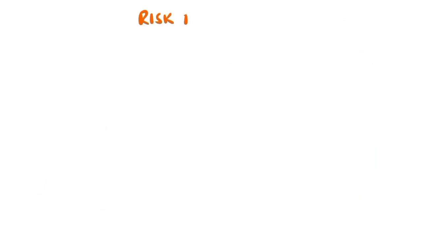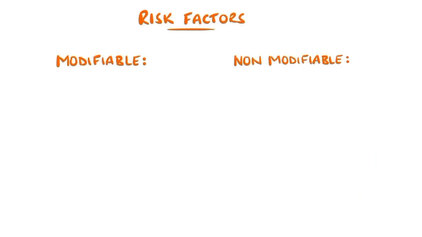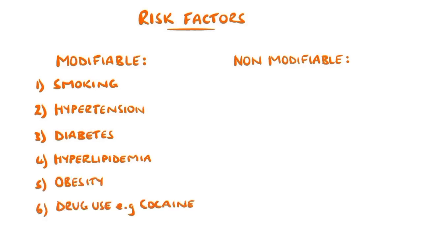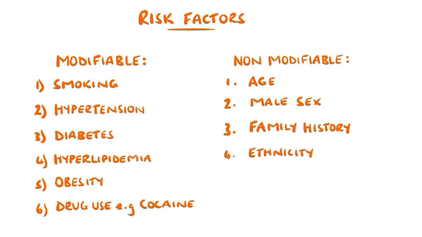Risk factors are divided into modifiable and non-modifiable. Modifiable ones include smoking, hypertension, diabetes and hyperlipidemia, obesity and drug use, including cocaine. Non-modifiable ones include age, male sex, family history, and ethnicity.